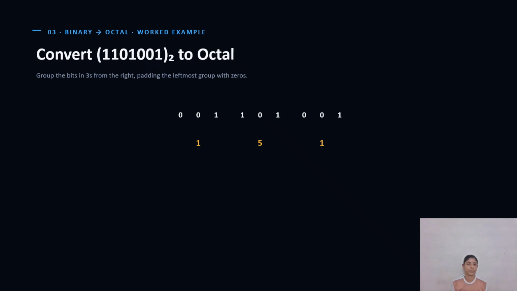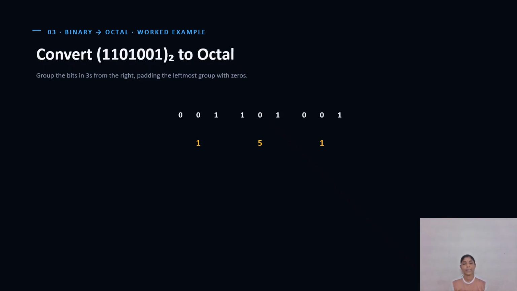The first problem is to convert 1101011 base 2 to octal. Base 2 is represented, so surely it is a binary. You have to convert it into octal. What is the relationship between binary and octal? Binary grouped as 3 bits is defined as an octal representation.